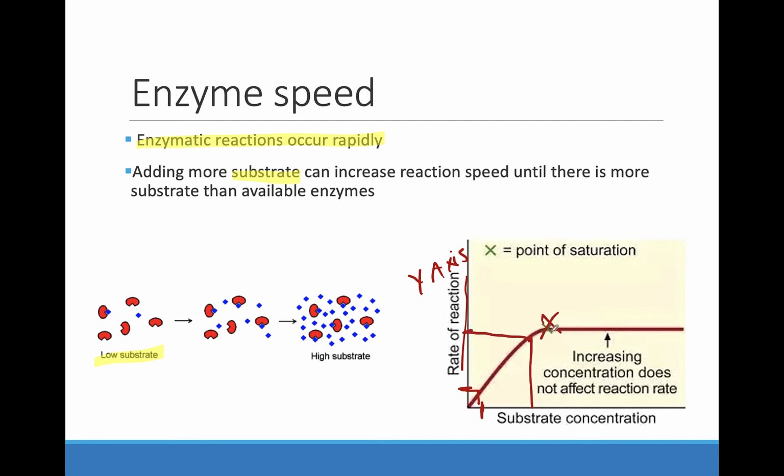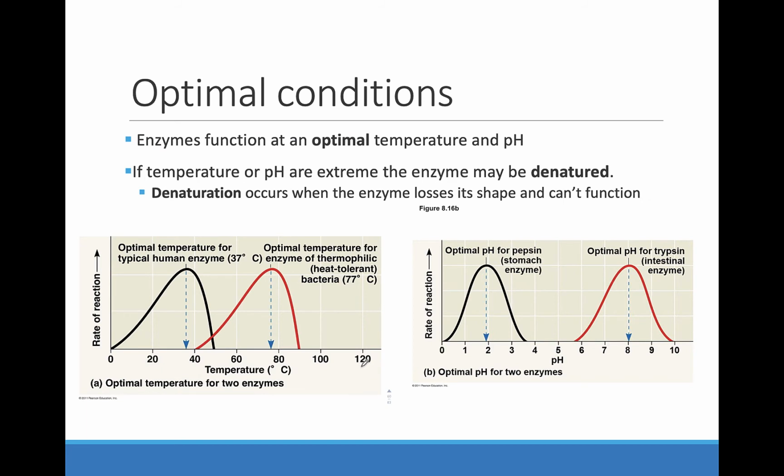Eventually, the reaction will not be able to go any faster. Once there is more substrate than enzymes, the reaction is saturated and it can't go any faster. Adding more substrate doesn't increase the speed anymore because there aren't enough enzymes for the extra substrate. Temperature and pH also affect the speed of enzymatic reactions.